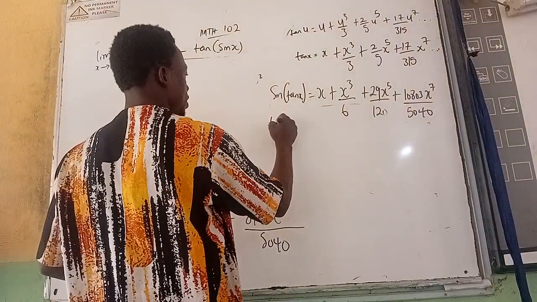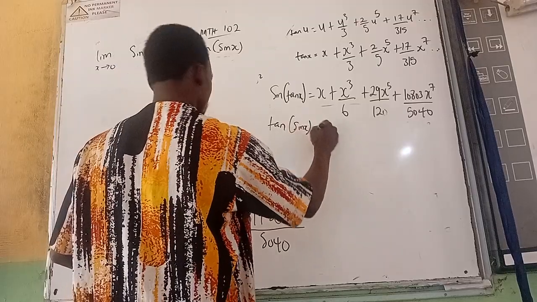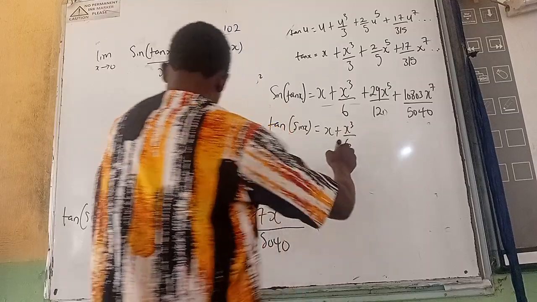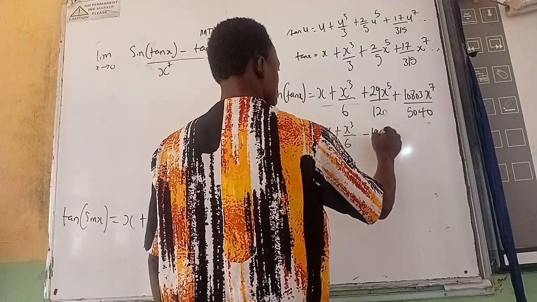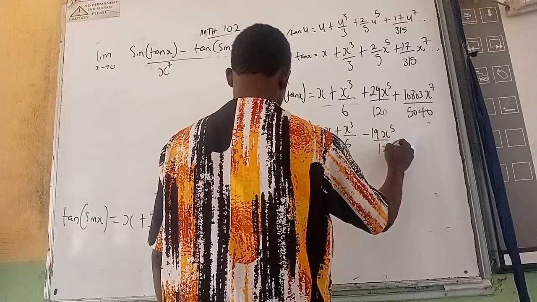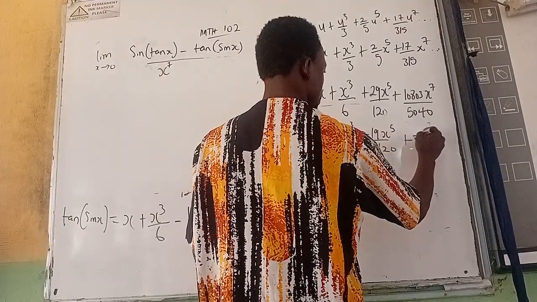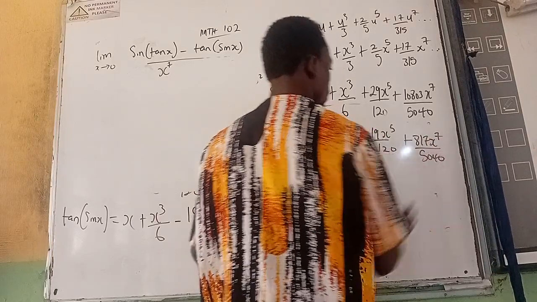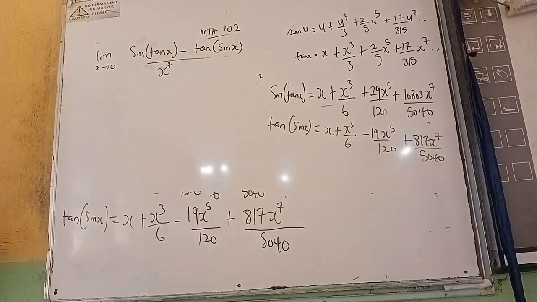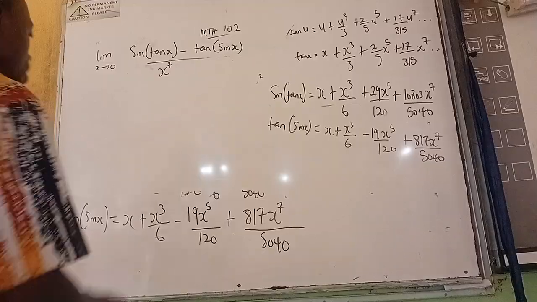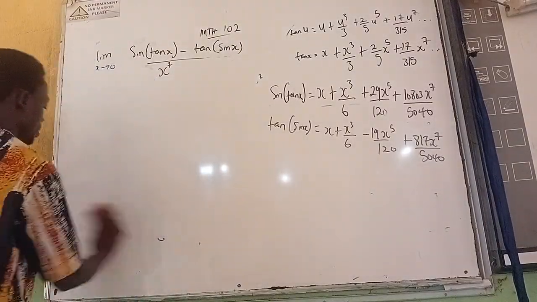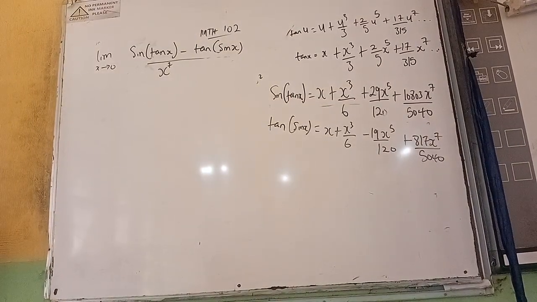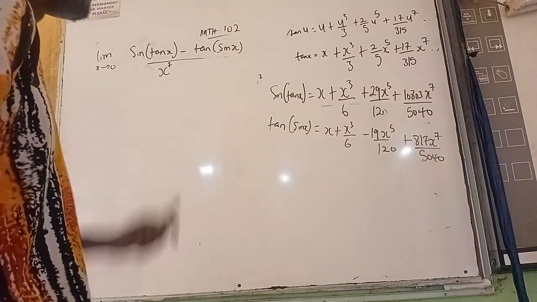So our tan sin x equals to what? x plus x cube over 6 minus 19x5 over 120 plus 817 x 7 over 540. Yeah. All right. I hope I should not exceed x7.